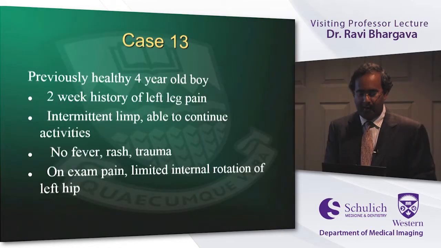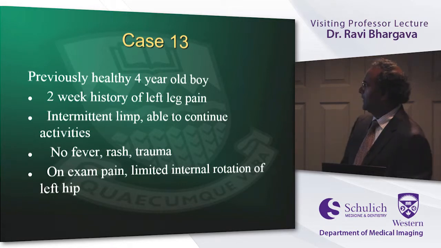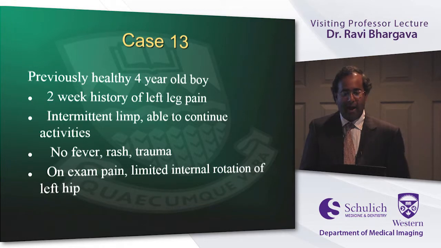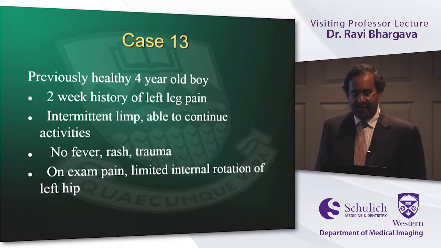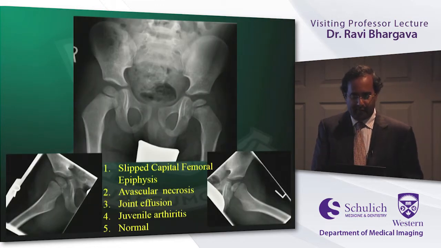Okay. So the next case is a previously healthy 4-year-old boy. He's got a 2-week history of left leg pain, intermittent limp, able to continue activities, no history of a fever, a rash, or trauma. On today's exam, there's limited internal rotation of the left hip. These are the radiographs.